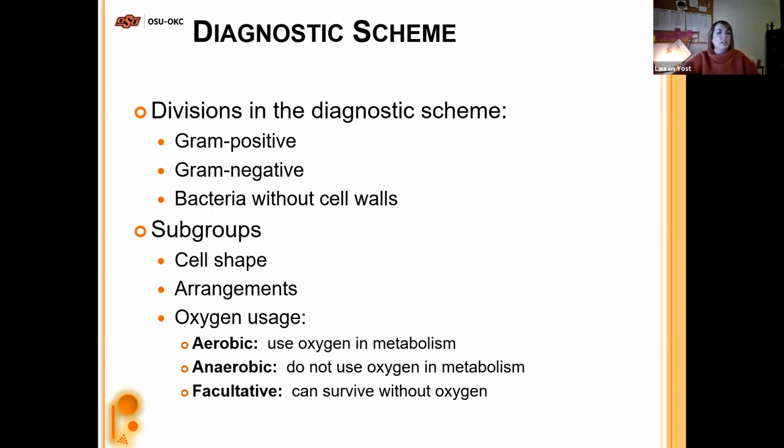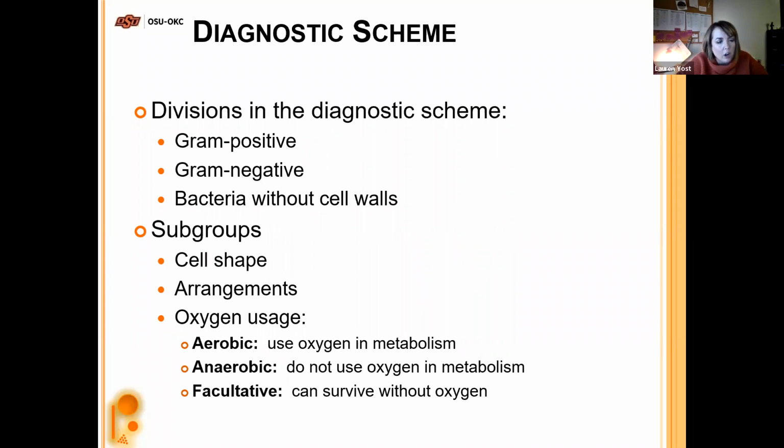All right, diagnosing divisions in the diagnostic scheme. You have the gram positives and the gram negatives and bacteria that do not have cell walls, like the mycoplasma. That's how you would group them at first. Gram positive, you can also shoot off into the acid fast because they stay in gram positive. Subgroups that are involved are based on cell shape, remember cocci, bacilli, spirillum. Then we have the arrangements, so staphylo, strepto, palisades, and stuff like that.